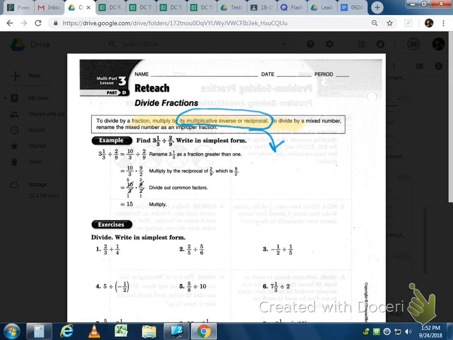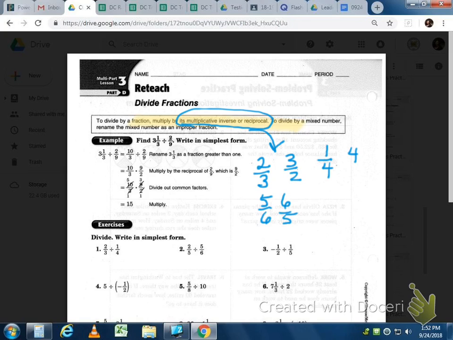If you saw 2/3, its multiplicative inverse or reciprocal is 3/2. If you got 5/6, what would the multiplicative inverse or reciprocal be? Jacob? 6/5. Okay, let's look at some that might be a little more interesting. What if I said 1/4? What would that multiplicative inverse be? Kirsten? 4/1, or you could even say 4.